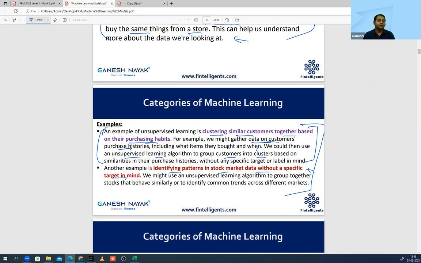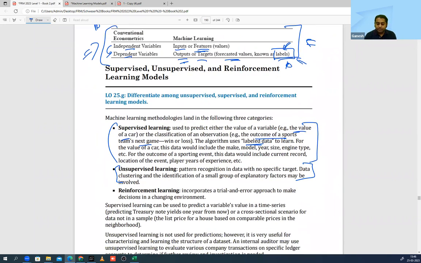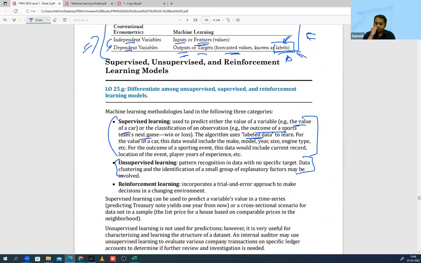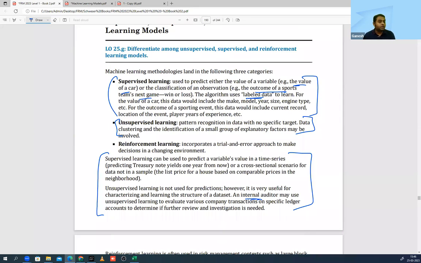If I open the book, I want everybody to read this small paragraph on unsupervised learning. Now, before we move into reinforcement, I want you to read this part and also this line. Important, the internal auditor example is very good.